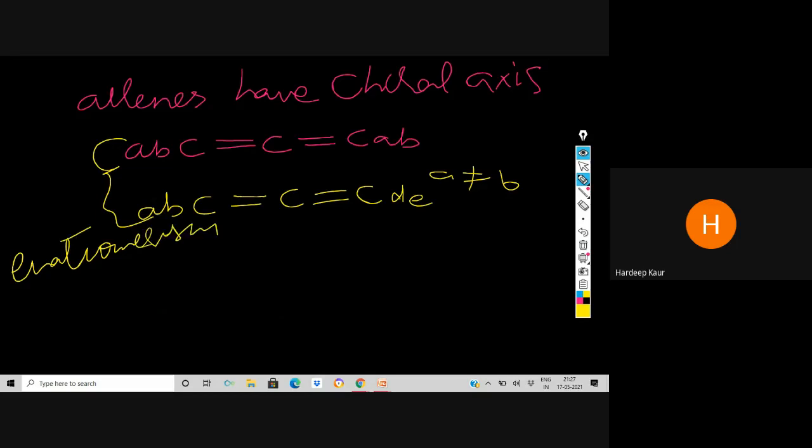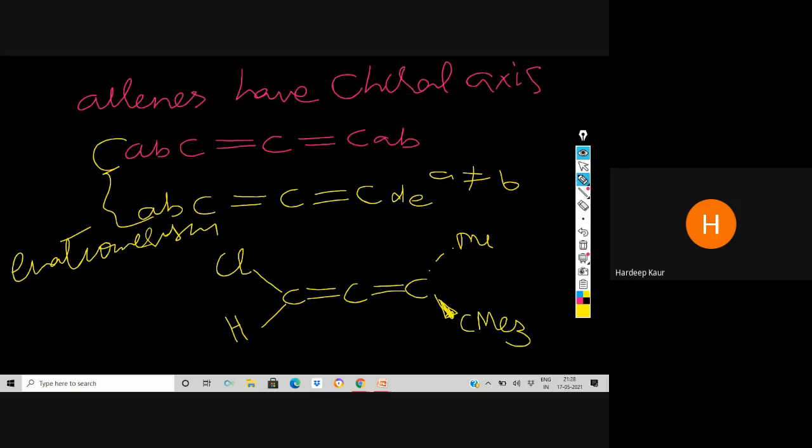Okay, so let us take the example, then the picture will be more clear to you. Suppose we have this second type of allene, with Cl and H attached on one carbon, whereas on another carbon we have methyl group and CME thrice. So this is chiral because when we draw their mirror images, they are non-superimposable.